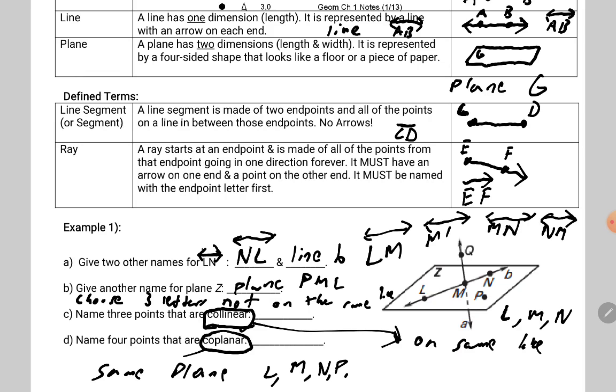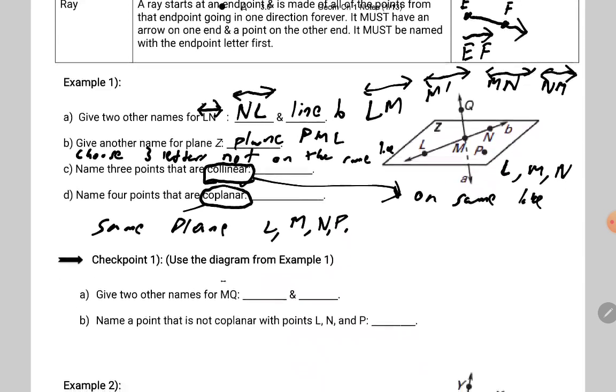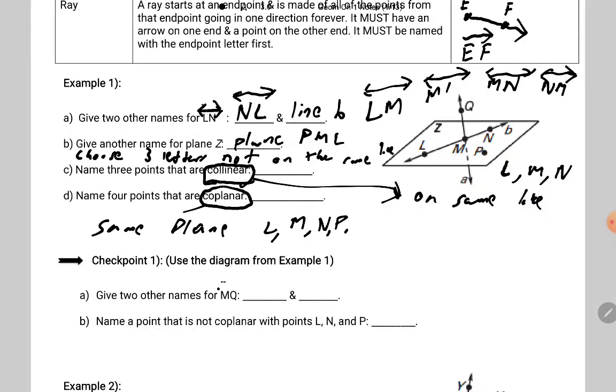Alright. So using the diagram from example 1, give 2 other names for the line MQ. So MQ, we can call it line A, or we can call it QM. And remember, when you're naming lines, you either use the word, or you put the arrowhead above. Okay.